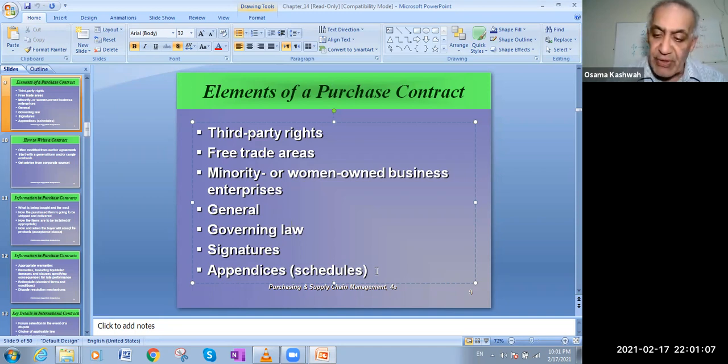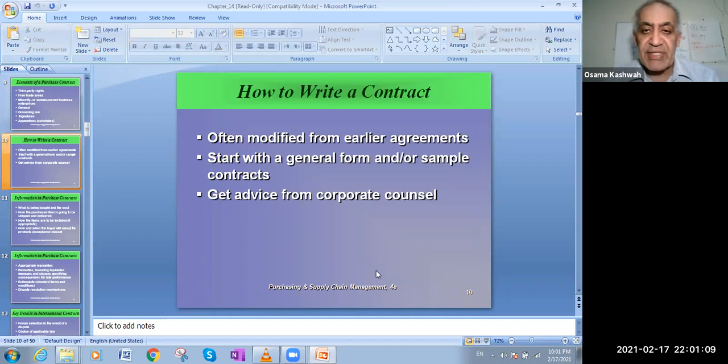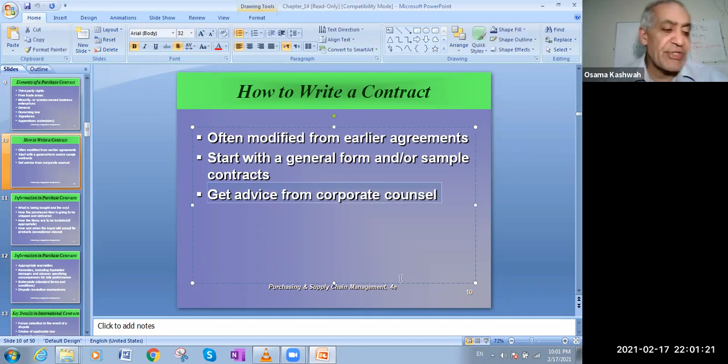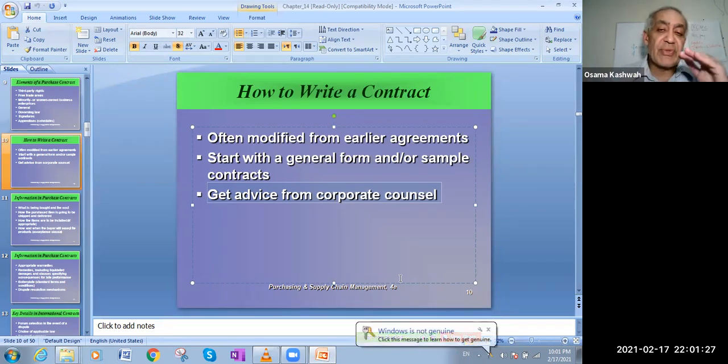We have also number 10, which tells me how to write a contract, often modified from an earlier agreement. Start with a general form or sample contracts. Get advice from corporate counsels. Don't start writing a contract by yourself. You have to check other people, see how they did, try to find a role model, and imitate them like a benchmark for what they are doing.